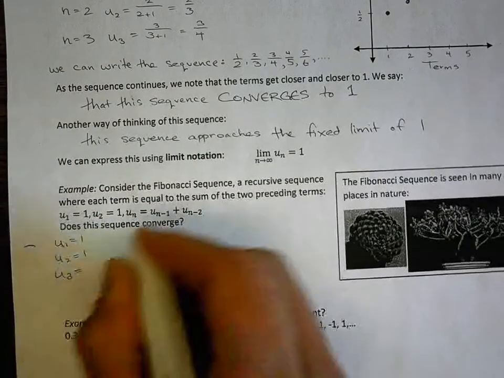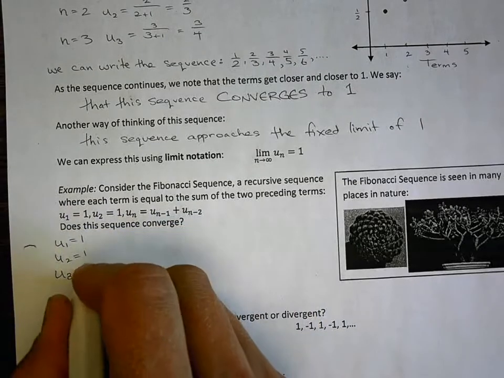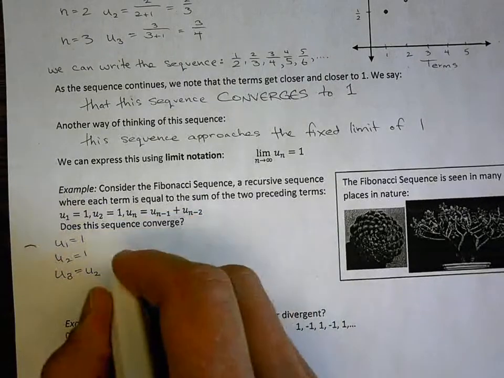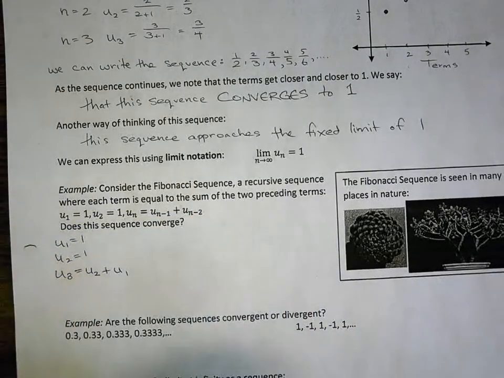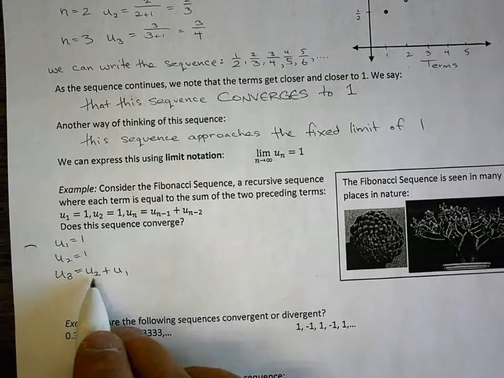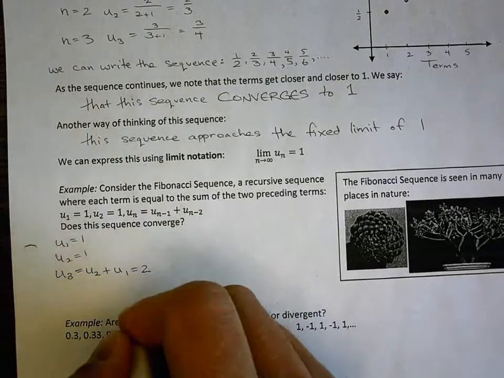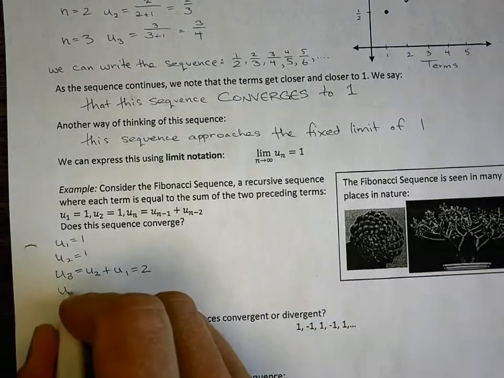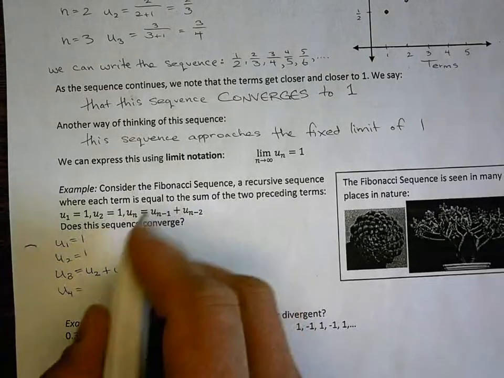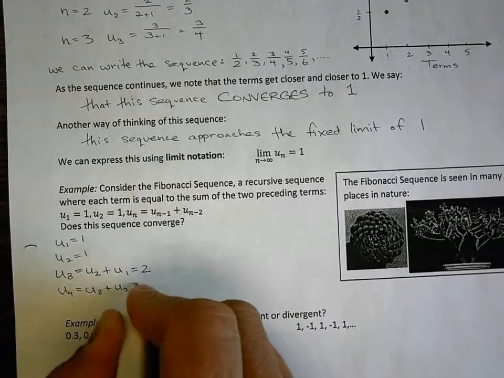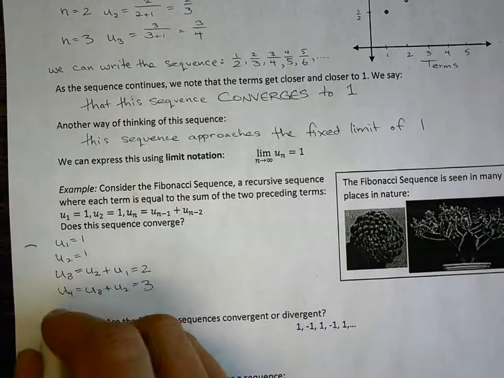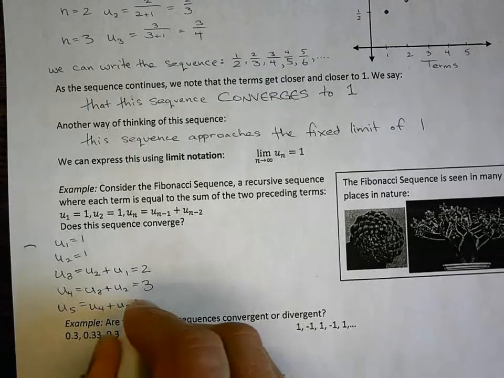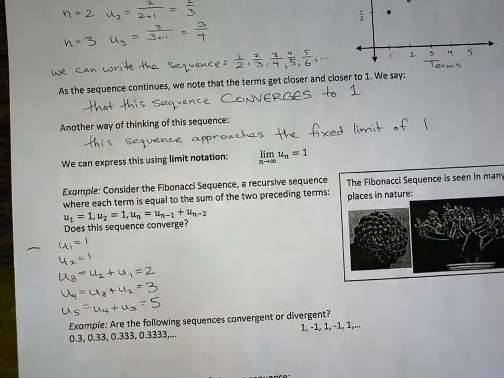Now, u3, well, I use this formula. So u3 is going to be u of 3 minus 1, which is 2, plus u of 3 minus 2, which is 1. So to find u3, I have to add up u1 and u2, which gives me 2. So that's how it worked. I added the 2 previous values. u4 is going to be, again, you could use this formula, u3 plus u2, or you could just add the numbers. 2 plus 1 is 3. u5 is equal to u4 plus u3, which is 5, etc., etc., etc.